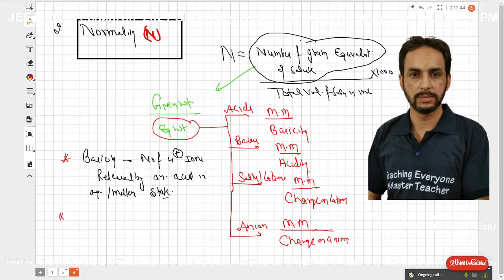Whereas acidity is the number of OH negative ions released by a base in aqueous medium.